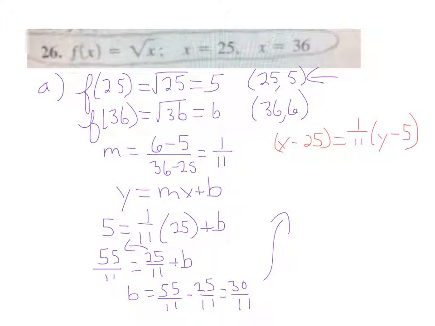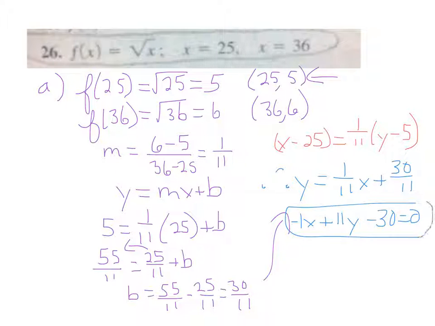And so our final answer for the equation of the secant is y equals 1 over 11 x plus 30 over 11, which you may also see written with the 11 multiplied through everywhere. So you would see that as negative 1x plus 11y minus 30 equals 0. That's the general form of the equation of the line, and the earlier one is called the standard form. So that's how you find the secant.